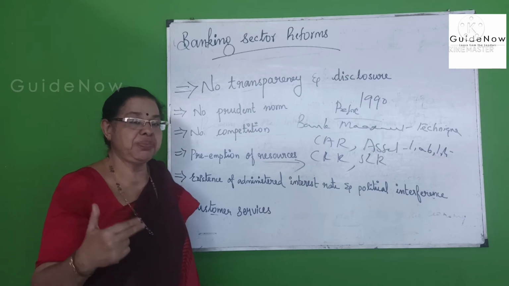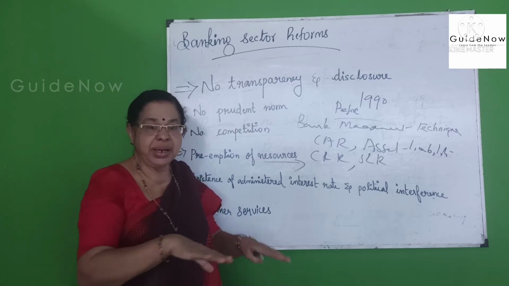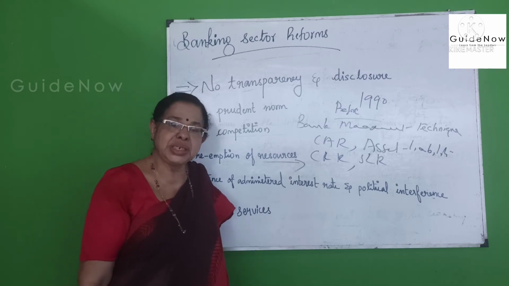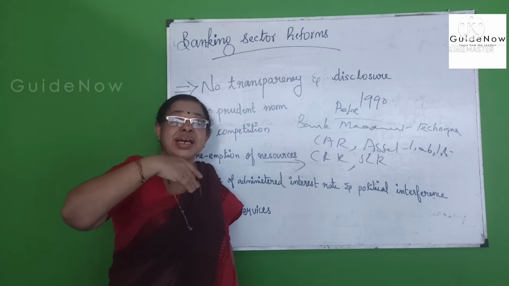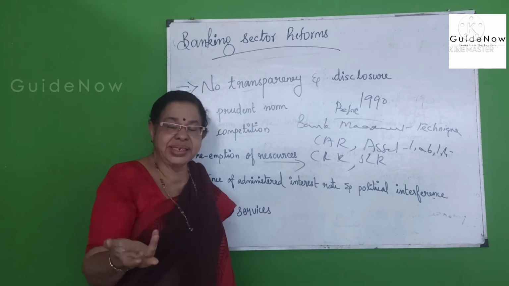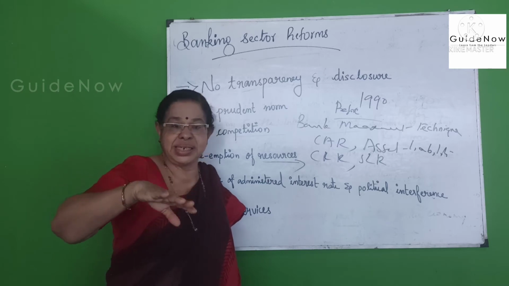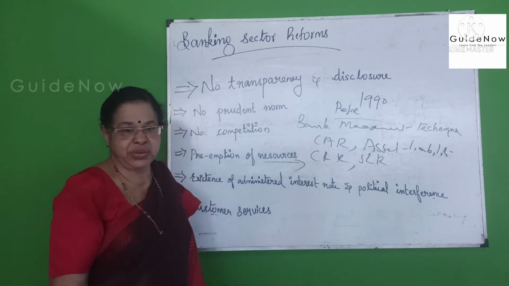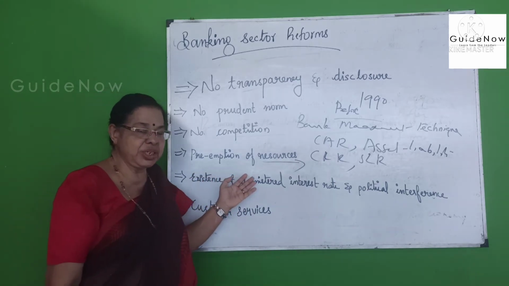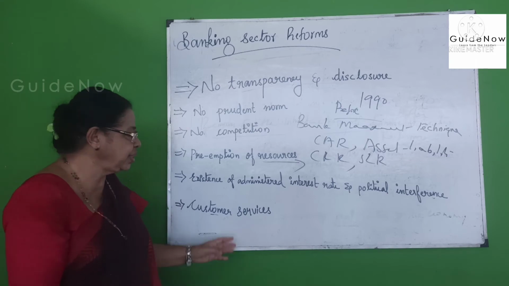These are the two important quantitative weapons used by the Reserve Bank to control the business of the bank. This always raises the rate, that is, the CRR rate and also the SLR rate automatically rise. This may adversely affect the profitability of the bank. Then the preemption of resources is another important difficulty faced by the banking system.